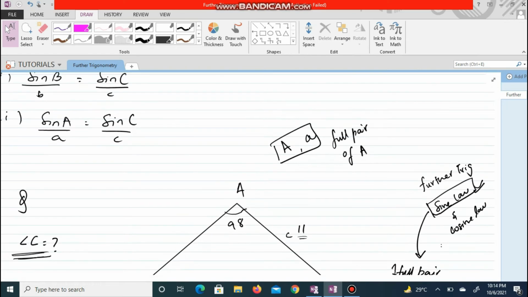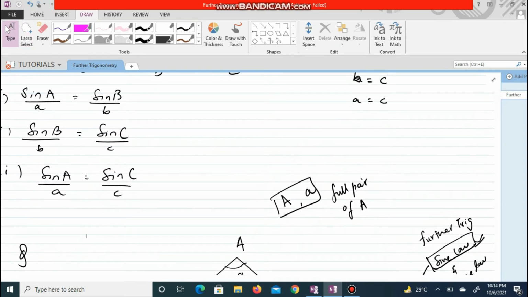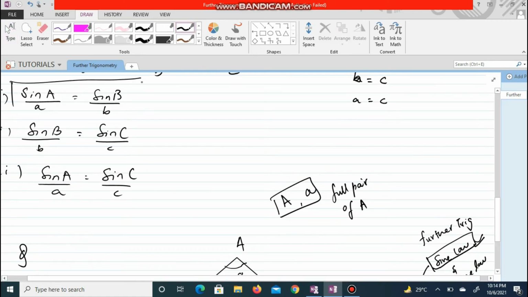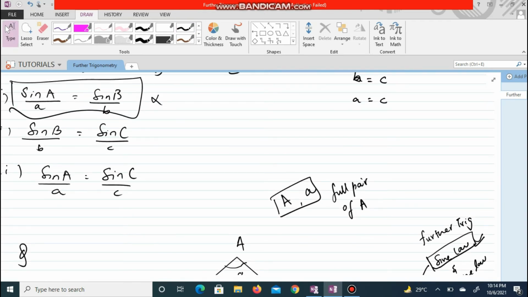Now there are 3 iterations of sine law. These are 3 versions, and out of 3 we'll be picking up the most suitable one for the question. Now this is out of the window. Why? Because if you see the question, we need to find out angle C, and this does not have C.